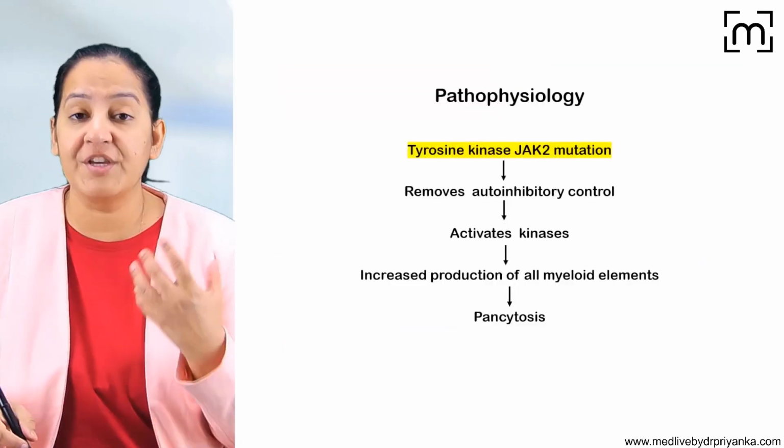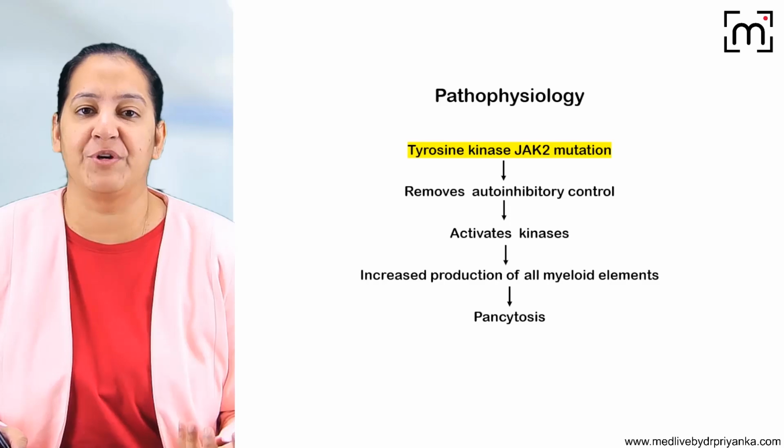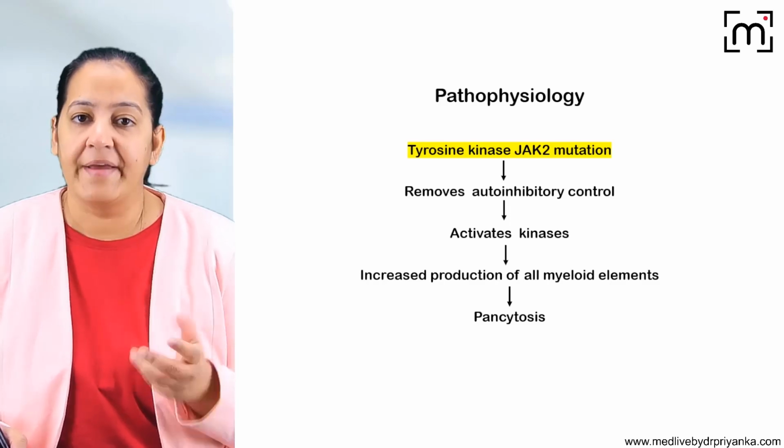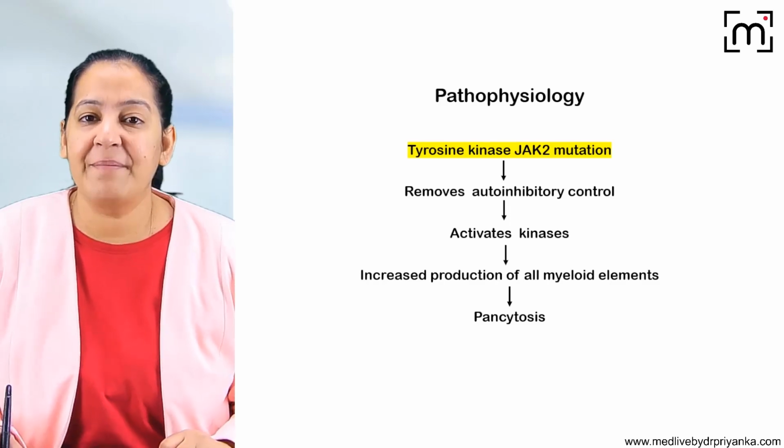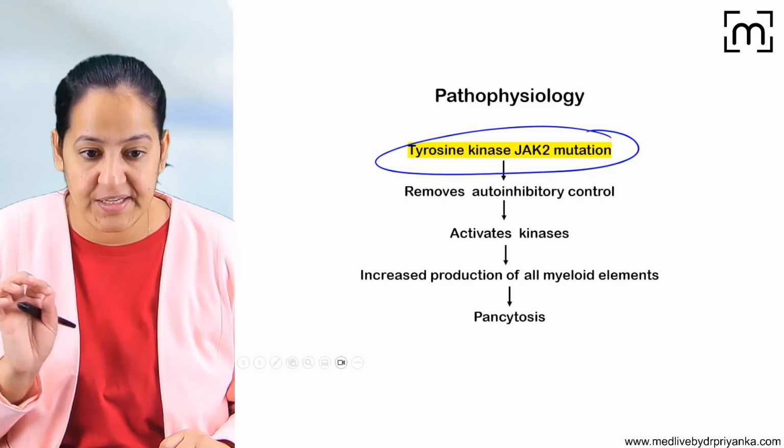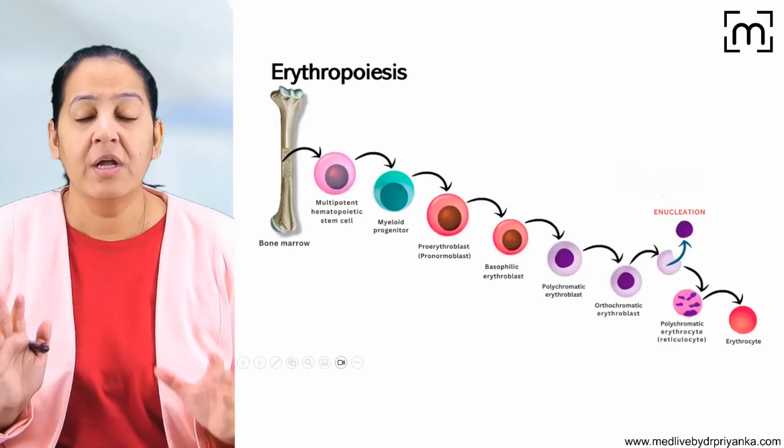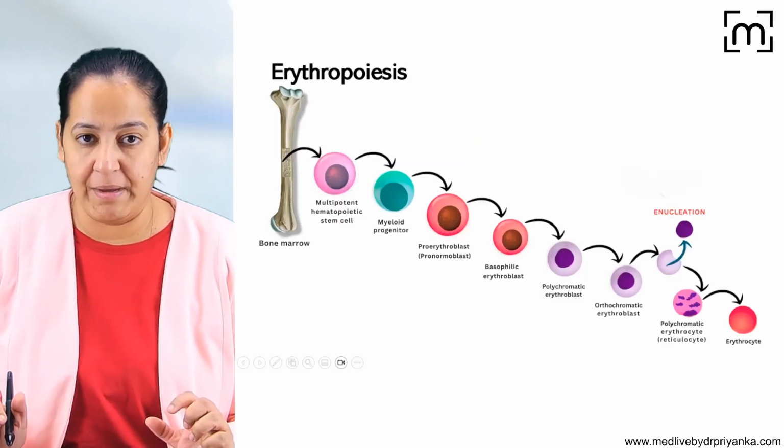Now, what is the pathophysiology? Why are the myeloid elements increased in number? Because it is a mutation. The name of that mutation is JAK2 mutation, tyrosine kinase JAK2 mutation. Let me tell you, can you see how the RBCs are formed in the bone marrow? Can you see?